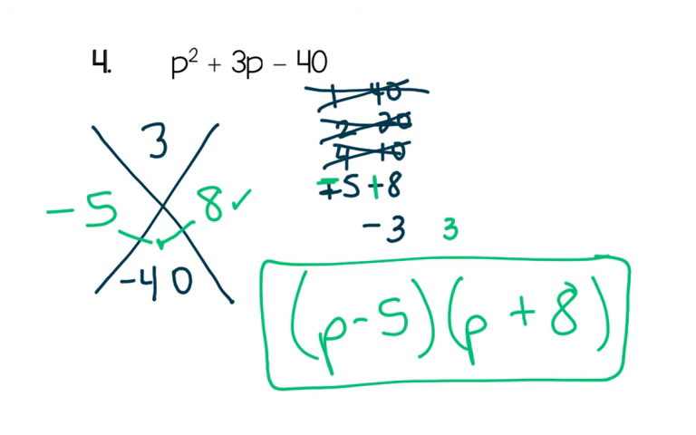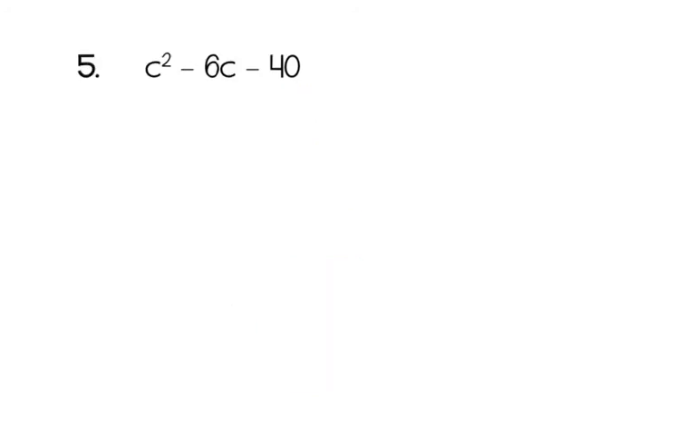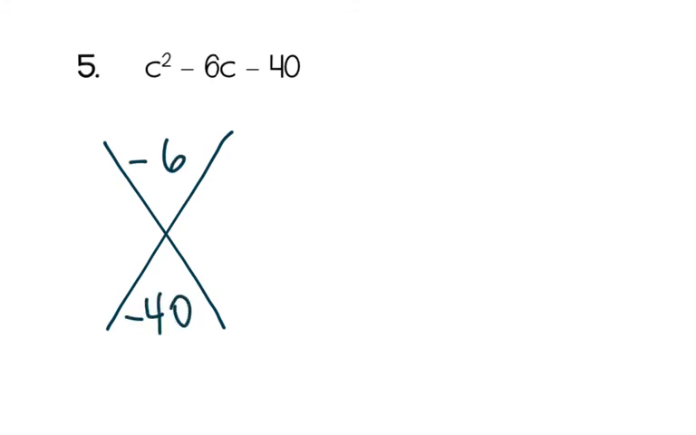Okay, we're going to do a few more practice problems in this section. So number 5, go ahead and pause, do that, and then come back. There is no GCF on this. You've got to watch your signs on this one because you've got a lot of negatives. So we've already done the factors of 40, but I'll just repeat it so that we have them here.